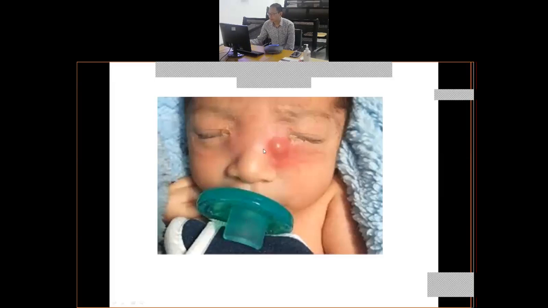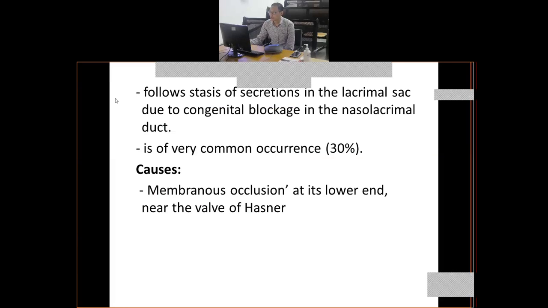You can see in this picture there is swelling in the lacrimal sac area. This is a case of congenital dacryocystitis. It follows stasis of secretion in the lacrimal sac due to the blockage in the nasolacrimal duct. It is a very common occurrence, about 30%. Most common cause is the membranous occlusion at the lower end.